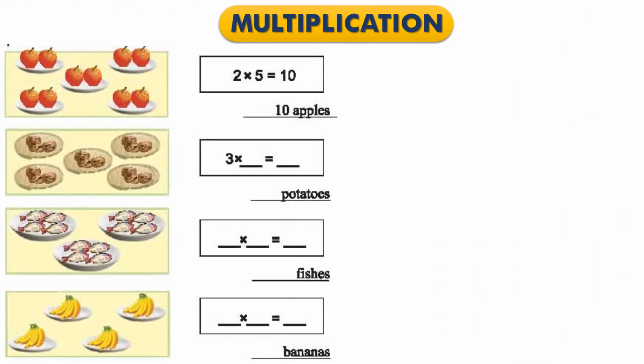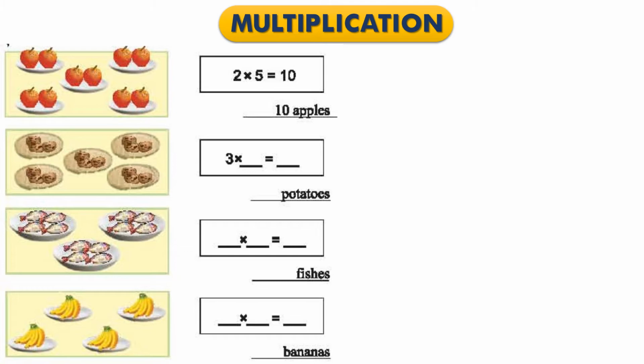Here you can see that there are some plates which have some apples. As we have learned in the earlier page, we look at the number of objects. In each plate there are 2 objects. That's why 2, and the number of plates is 5. That's why 2 multiply 5 is equal to 10. That means 10 apples. It is done here. Now the rest of the items will be done by us.